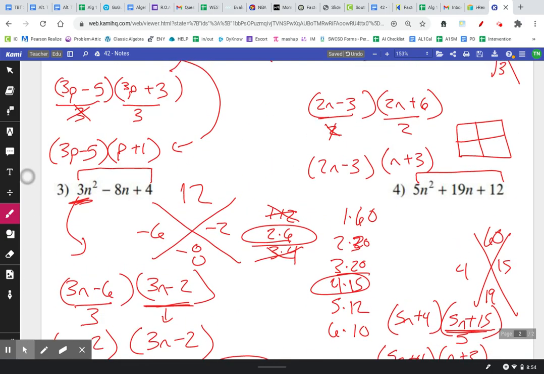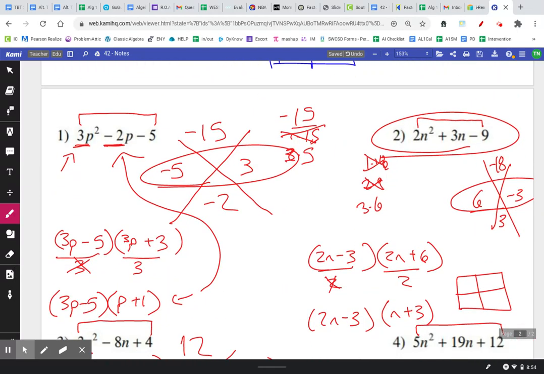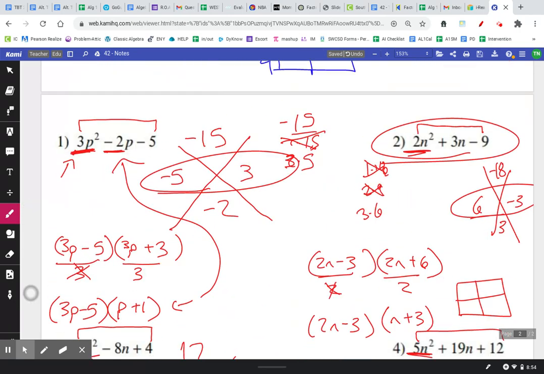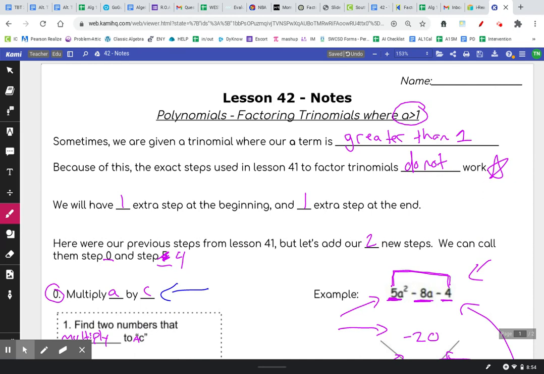What's different about this lesson? All of these leading coefficients, we have a 3, we have a 2. Down here, what do we have? We have a 3, we have a 5, right? All of those, go back to our first mention here, those were all greater than 1. So we have those extra 2 steps when a is greater than 1. It's a good habit to even just start using that when a is 1 so that you don't forget to do it when a is greater than 1.